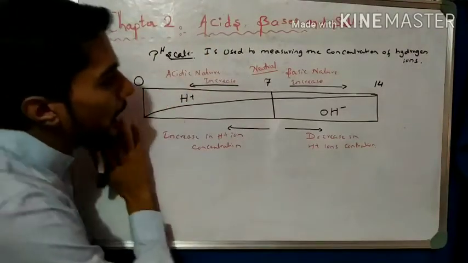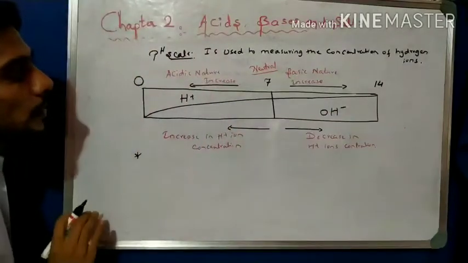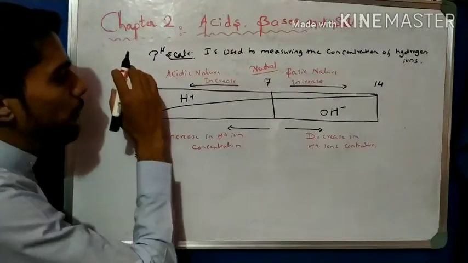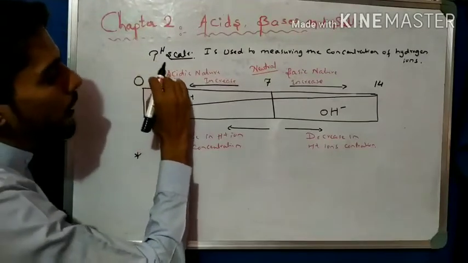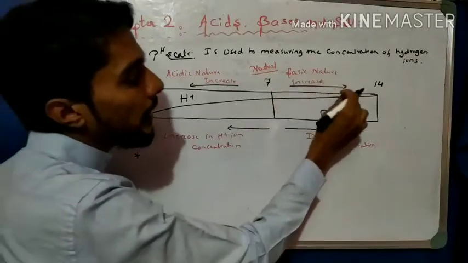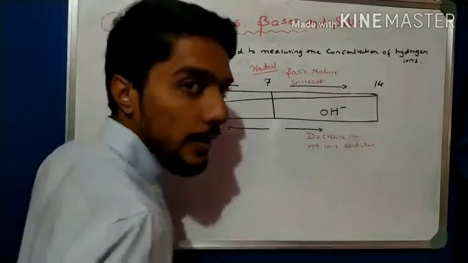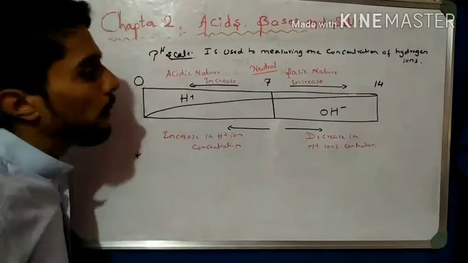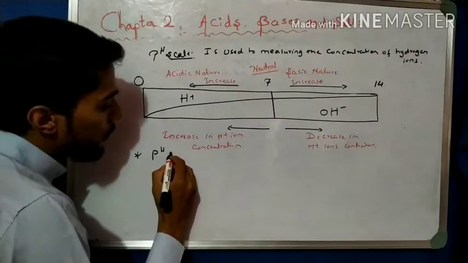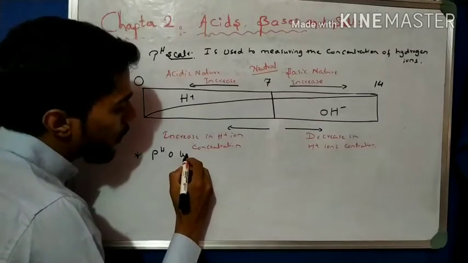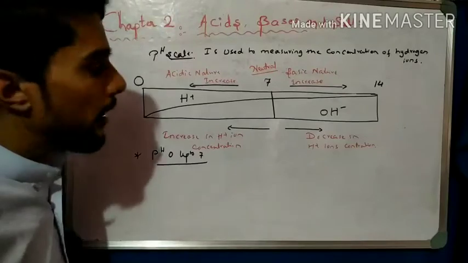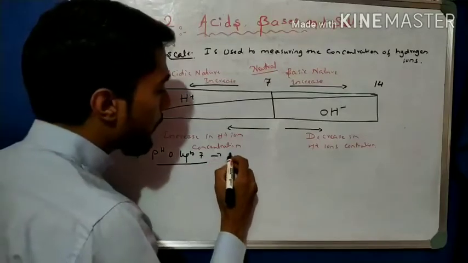Now here again I can take the scale. The scale starts with 0, which we call pH 0, and then 1, 2, 3, 4, 5, 6, 7 at the middle, then 8, 9, 10, 11, 12, 13, 14 at the last. So there are a total of 14 numbers. From pH value 0 up to 7, the numbers are called the pH value.